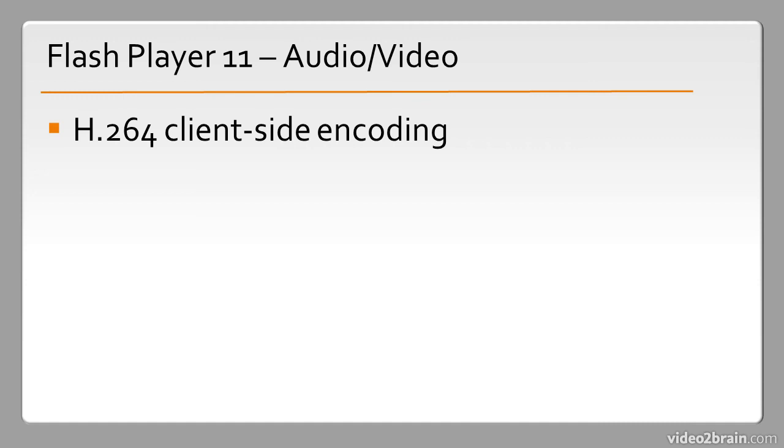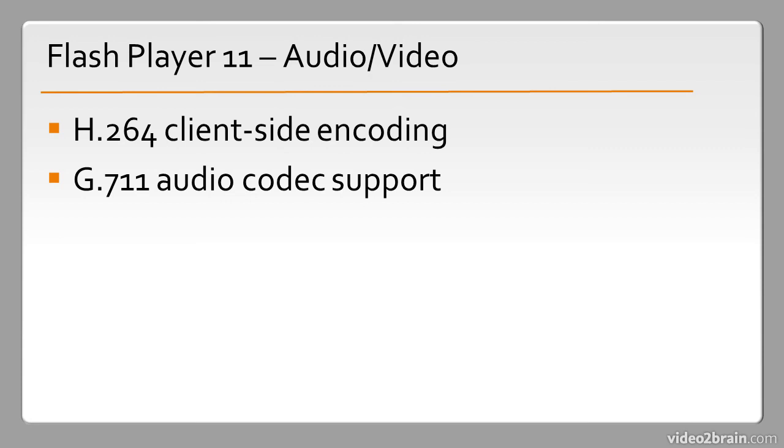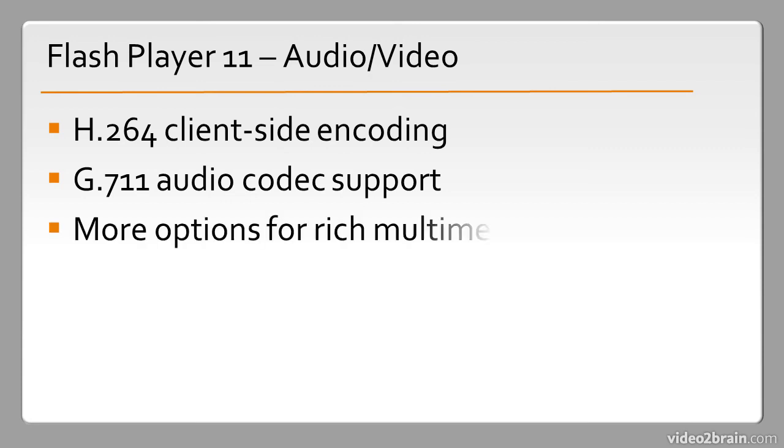In terms of audio and video, we're able to now do H.264 client-side encoding. We have support for the G.711 audio codec. And these are all options for using rich multimedia. So now we have the ability to actually record and encode H.264 on the desktop without relying on servers.